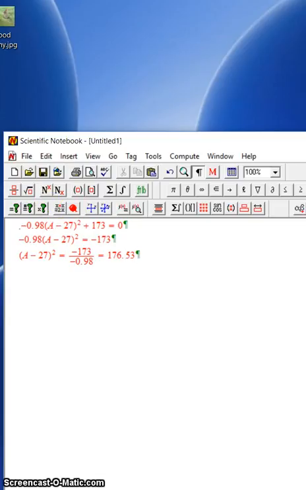All right, then we want to get the a all by itself. To get rid of the a, to get rid of the square, I mean, we would do a square root on both sides. So we would have a minus 27 equals, and we remember that when we do square roots, there's two of them. There's a positive one and a negative one. The square root of 176.53. And then finally, to get the a all by itself, we would add 27 to both sides. So our final answer would be a equals 27 plus or minus this square root thing.